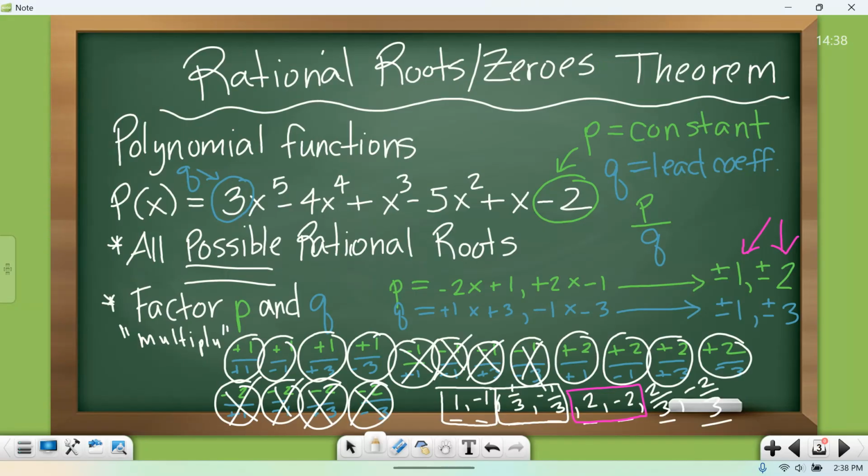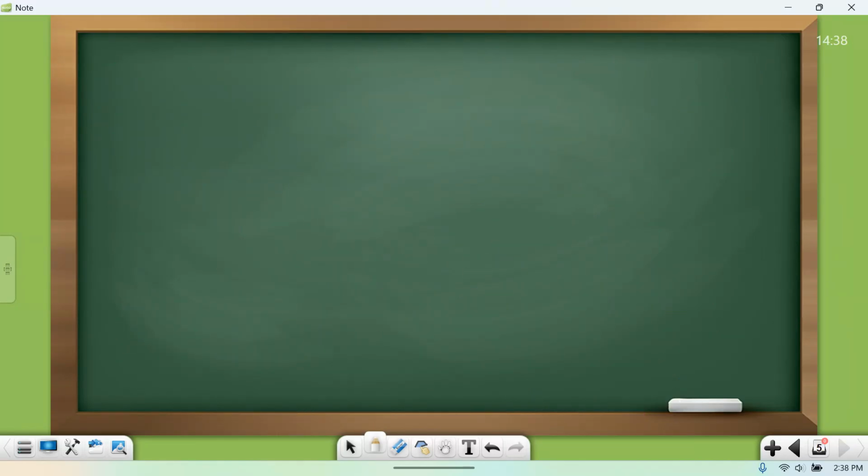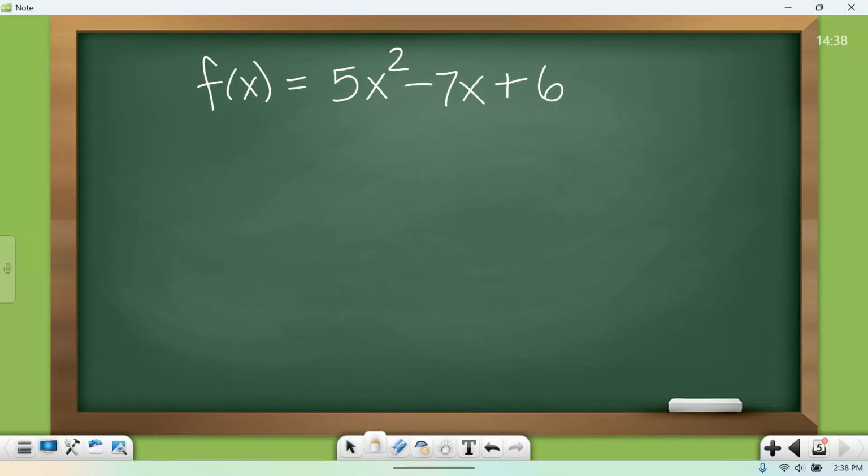Now this function that we did here was a fifth degree function. It works for any function. So if my function was, and I'll use f of x to keep things consistent, it doesn't really matter whether we're doing p of x or f of x. So if I have 5x squared minus 7x plus 6, I could have some more possible roots.